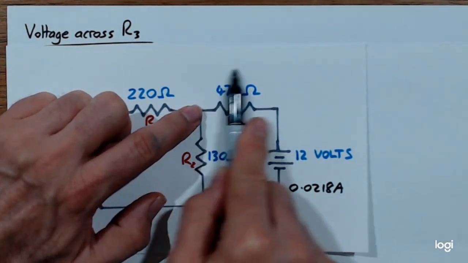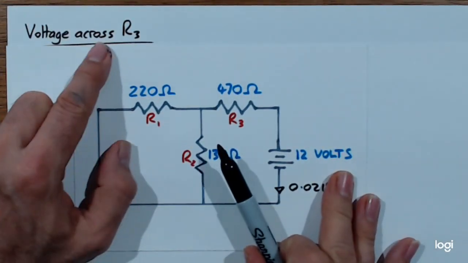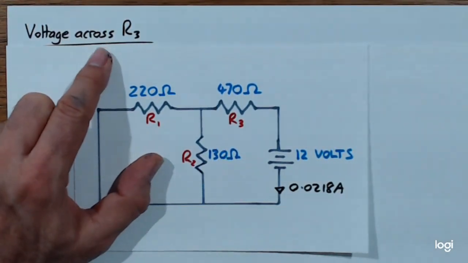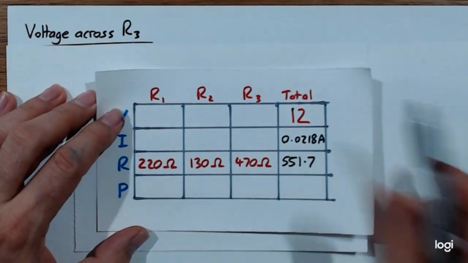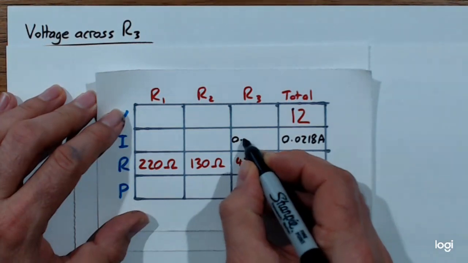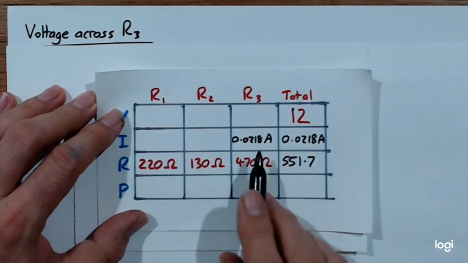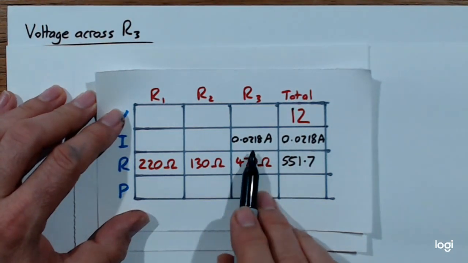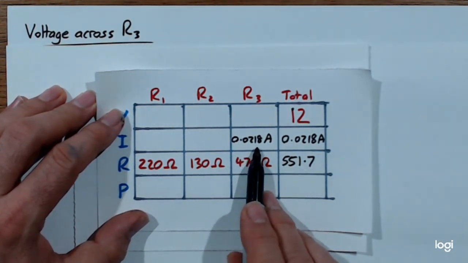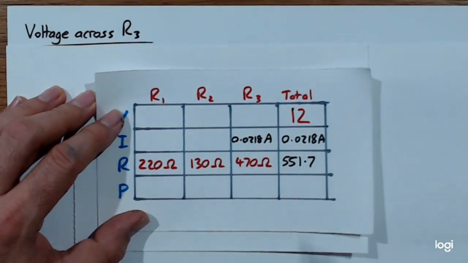So we know the current in this resistor. Right? So that's what we're doing next. The voltage across R3. We know the current in that resistor R3 is the same as the total current, 0.0218 amps. I think the answer that they gave in my document was 21.75 milliamps. This is 21.8 milliamps.